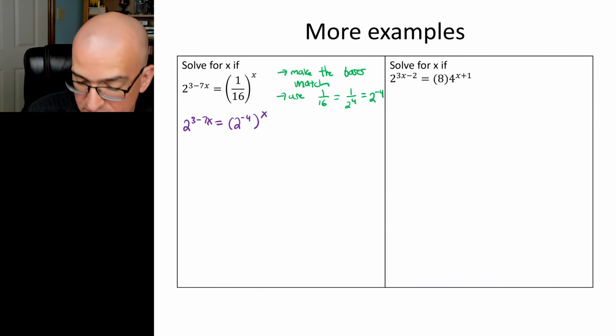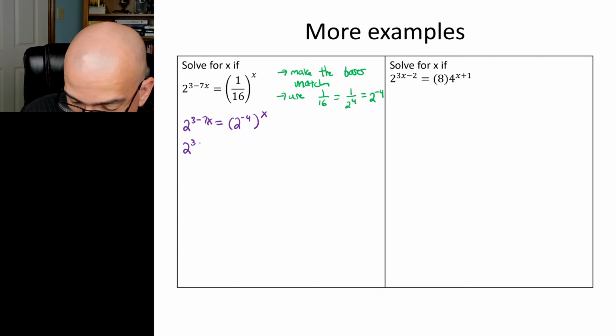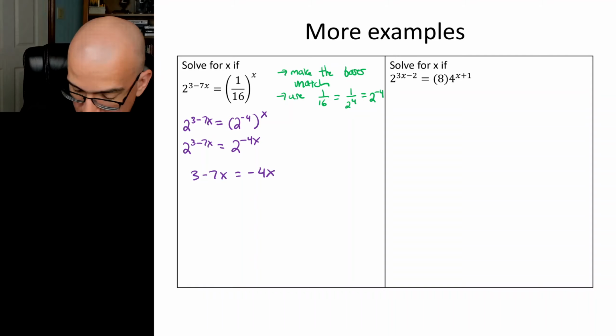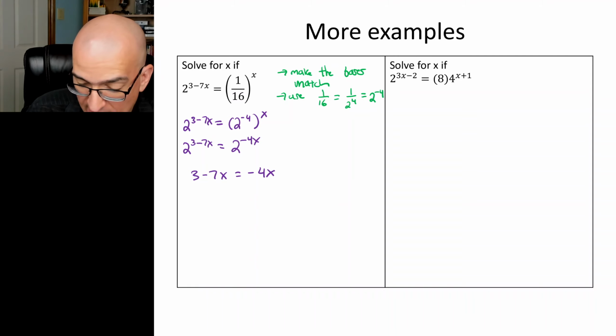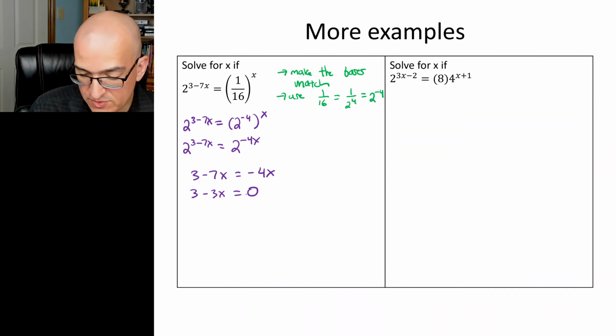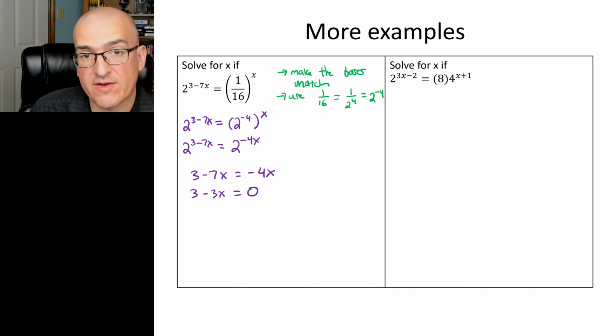Then multiply using that rule of exponents. 2 to the 3 minus 7x is equal to 2 to the negative 4x. Now we can set the powers equal. 3 minus 7x is equal to minus 4x. I'm going to add 4x to both sides, subtract 3 from both sides. Well, I'll do that in 2 steps. So first add 4x to both sides, so we get minus 3x equals 0. Then I'm going to subtract 3 from both sides.